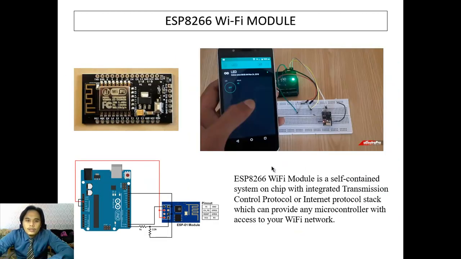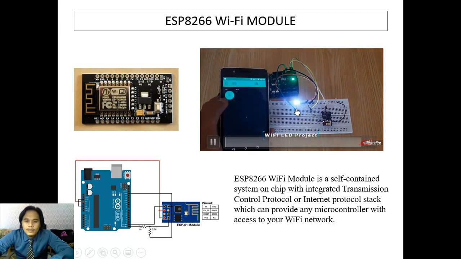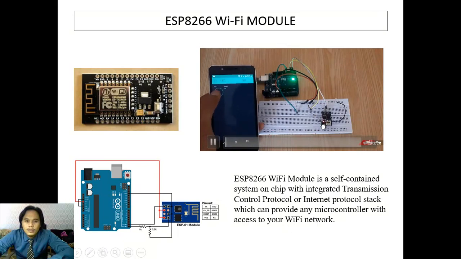So the next one is the ESP Wi-Fi module. The ESP Wi-Fi module is a self-contained system on a chip which integrates the TCP/IP stack, which can give any microcontroller access to the Wi-Fi network. There is a video that I want to show you. As you can see, this is the app. We light on the LED by using the Wi-Fi module.